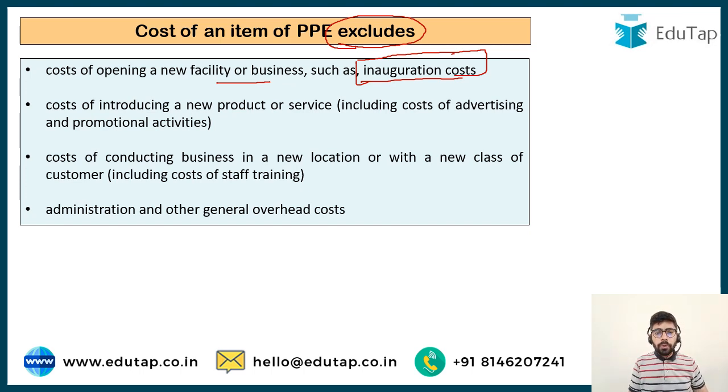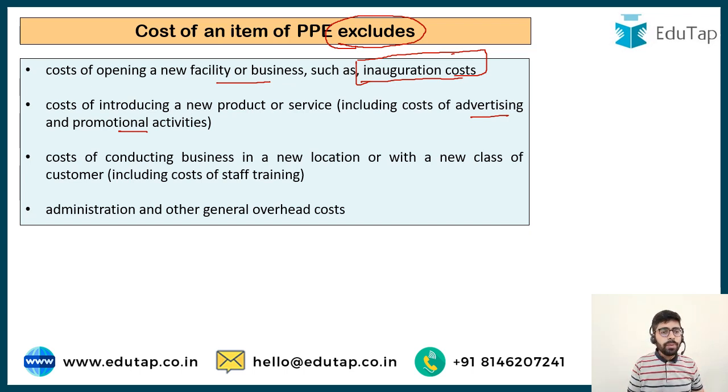You introduce a new product, you are advertising it, promoting it, the advertising and promoting cost is not to be included. You set up a factory in a new location, or you are trying to reach a new class of customers, and you have to hire new staff for it. And you will also be spending some amount on training of the staff. Again, this is not to be included because this is not related to the machinery. This is rather related to the new location or the new class of customers that you are targeting.